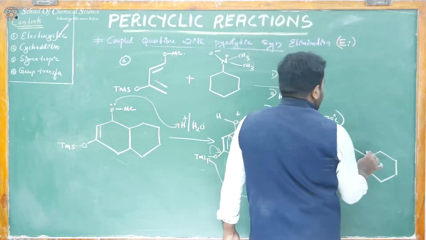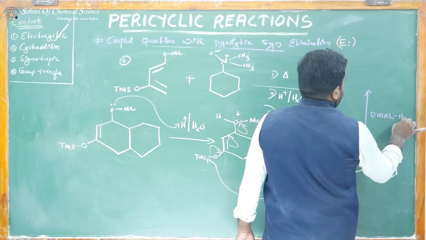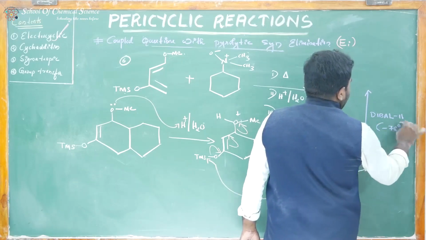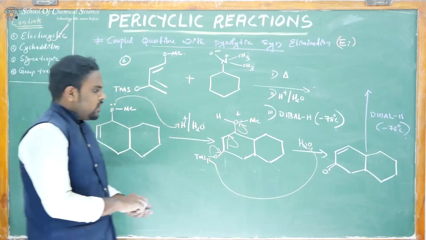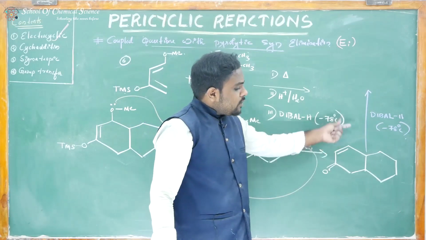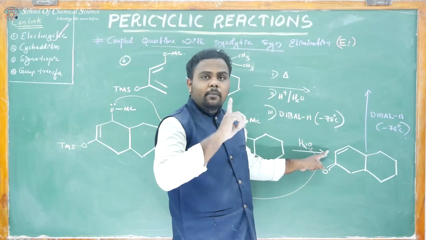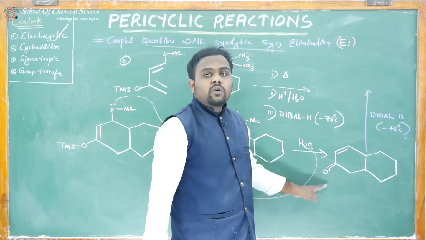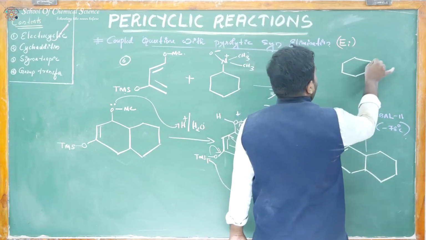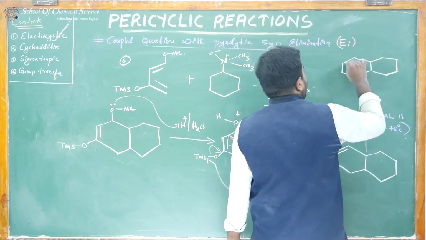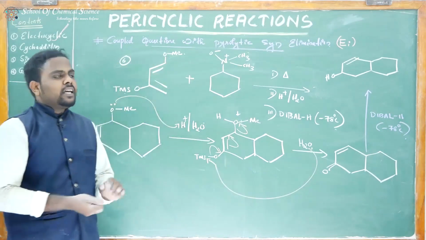Then in the last step, DIBAL-H under minus 78 degrees Celsius. You know, when an alpha beta unsaturated carbonyl compound reacts with DIBAL-H, the alpha beta unsaturated double bond is not affected. C double bond O group is converted to a secondary alcohol. So what is the final product formed? The two ring as such, double bond is not affected. C double bond O is reduced to a secondary alcohol.